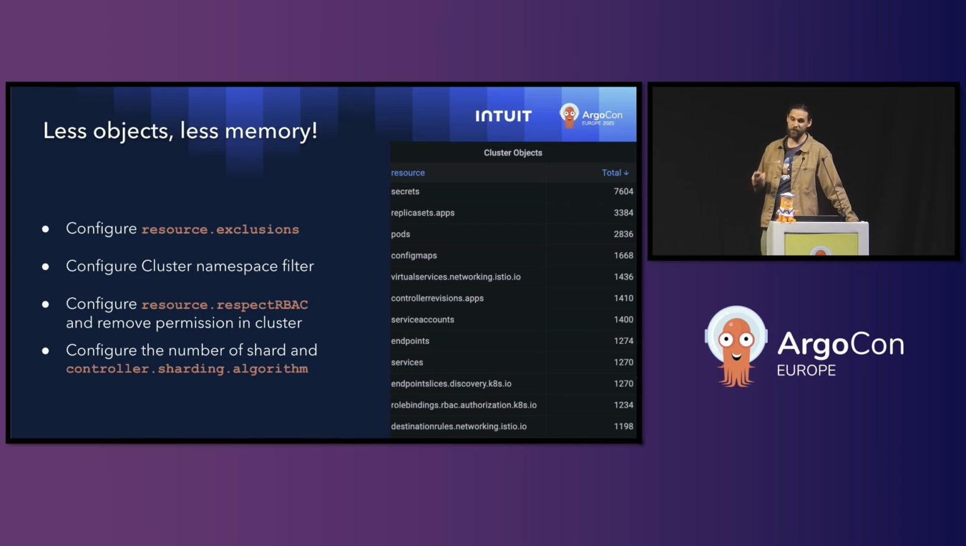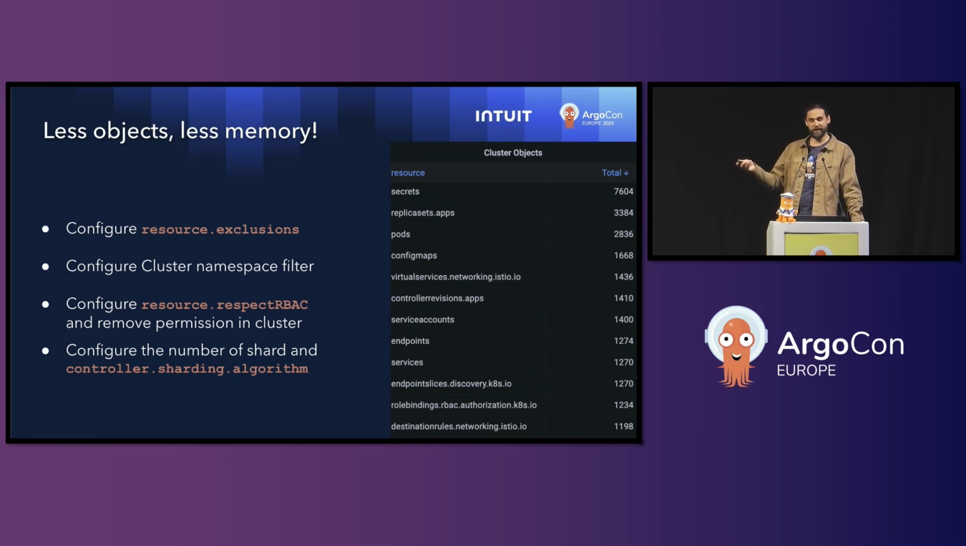There's another setting that we often don't think about, and it's the cluster namespace filter. Now, if you have a cluster that has 100 namespaces in it, and you only deploy in 5 namespaces in that cluster, well, don't watch all the namespaces in the cluster. You can configure it to only watch 5 namespaces, and you'll get a 95% memory improvement. Another way to configure that is by using respect RBAC. So instead of configuring in Argo which resources to watch, you configure your roles and role bindings, and Argo is not going to watch the resources that it doesn't have permission on.